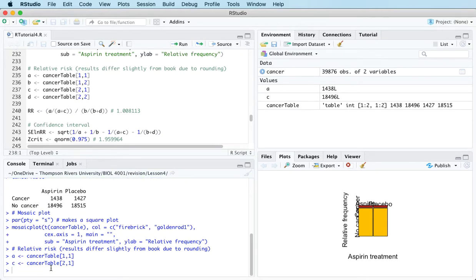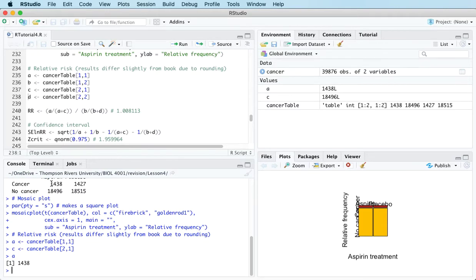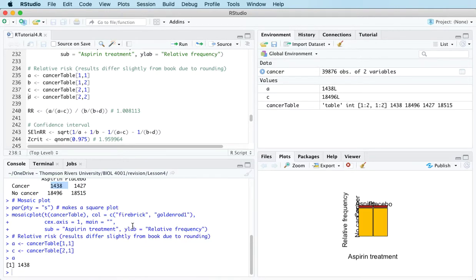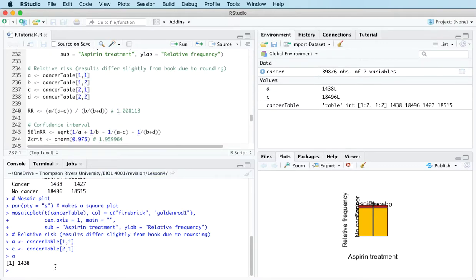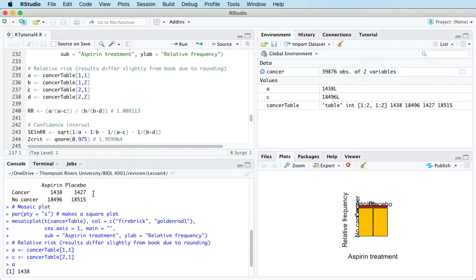A is this number here, 1,438. In the code that I'm using here, the first number tells us what row in the table we're looking at, and the second number tells us what column. So first row, first column is this number. And then the other number that I'm interested in is this one. In the table it's second row, first column. So that's this number here, second row, first column.